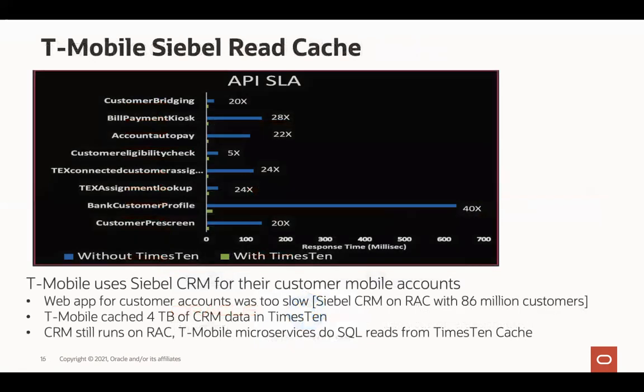Another example of a customer is T-Mobile. T-Mobile uses Oracle Siebel CRM for its customer records on the online system. So customers can look up their own accounts, figure out charging and the like. One of the challenges was that wasn't going fast enough, even though they were using Oracle RAC. So what T-Mobile chose to do was, instead of their microservices going directly against the Siebel CRM system on Oracle Real Application Clusters, they use TimesTen as a cache to enable lower latency for that information of interest. Depending on the specific microservice, it could be between 5 to 40 times faster to do the reads via the TimesTen cache than to go against the backend system. So that's pretty cool.